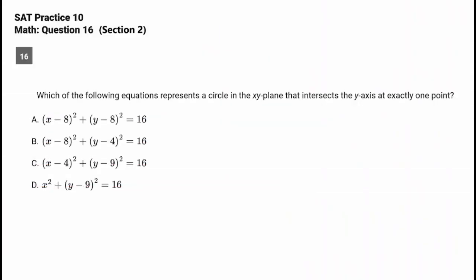We're on SAT Practice Test 10, Math Section 2, Question 16. What's the level of difficulty here? It's definitely hard. A lot of people are going to find this to be crazy, stupid hard. But it's not that bad if you just draw a picture of what's going on.